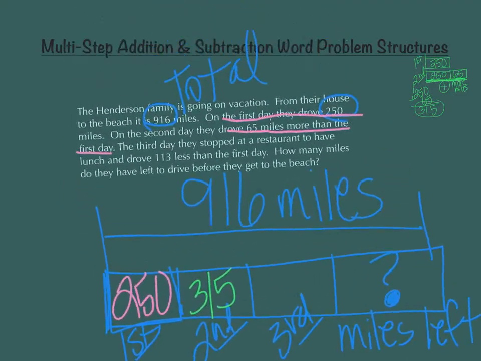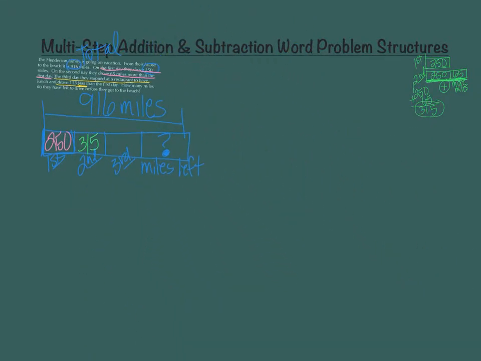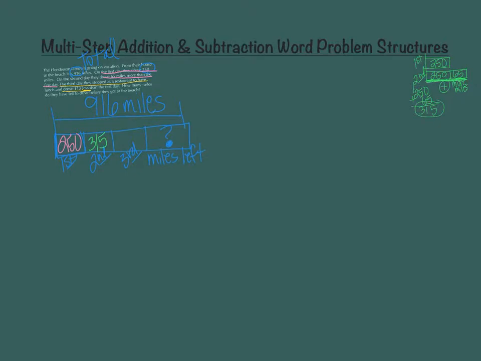So let's go back to our problem. Let's see what they say about the third day. It says, on the third day, they stopped at a restaurant to have lunch and drove 113 less than the first day. Okay, so now, yet again, let me move this out of the way, and I'm going to set up another strip diagram. It showed that they drove a total of what on the first day? That's right, 250. So 250 will be my total.